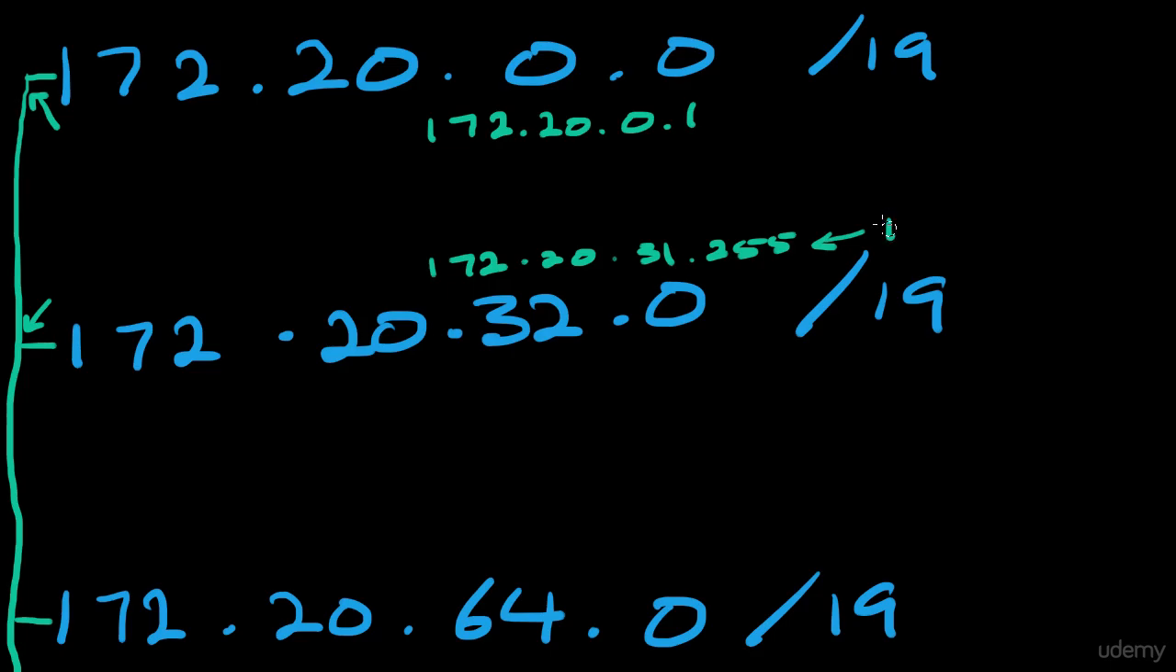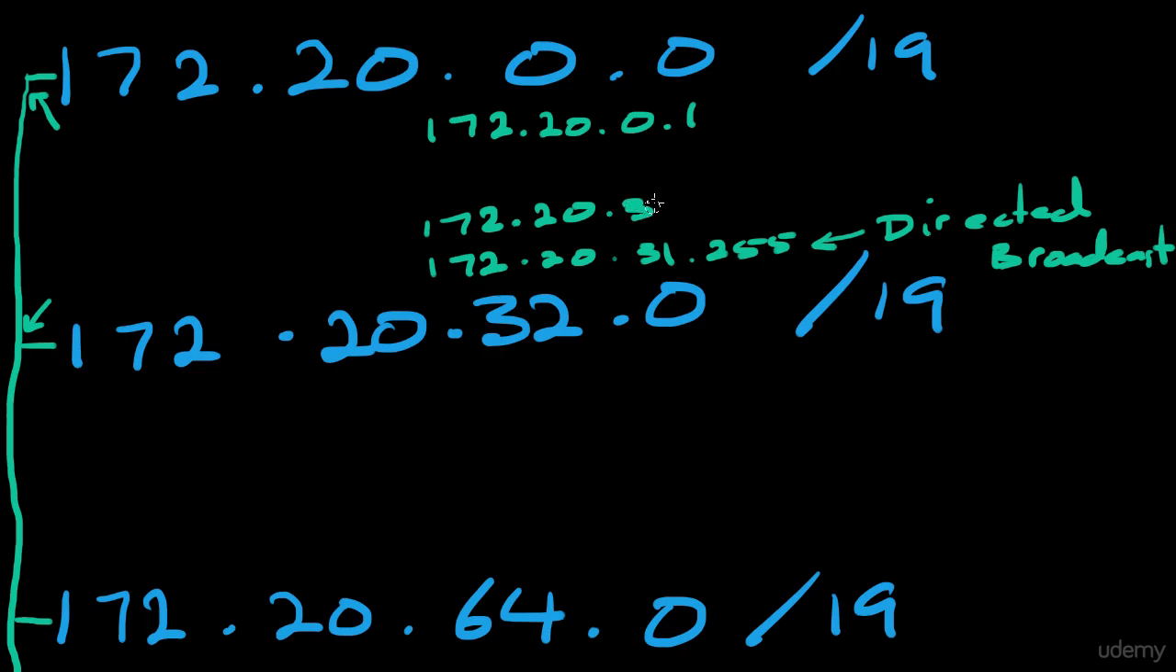This is my directed broadcast IP address. My last valid IP is therefore the one right before this one. That's 172.20.31.254.